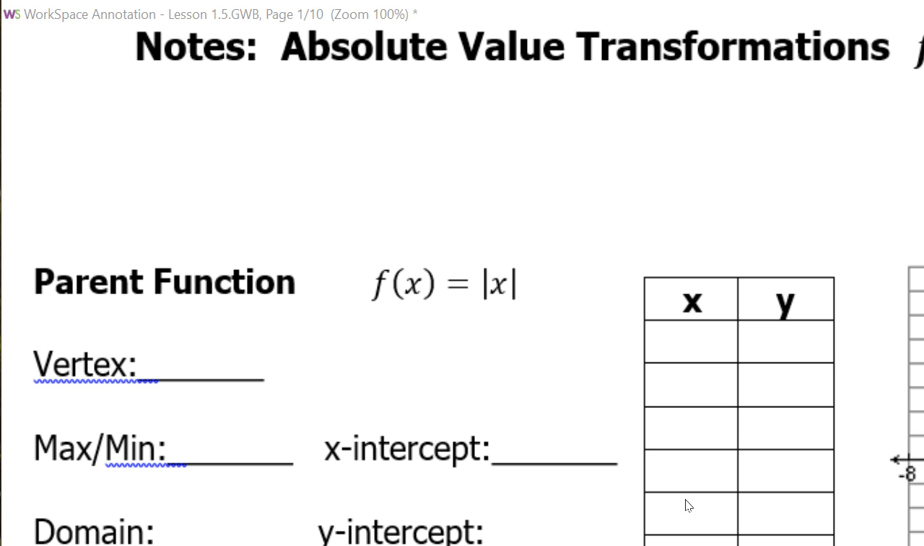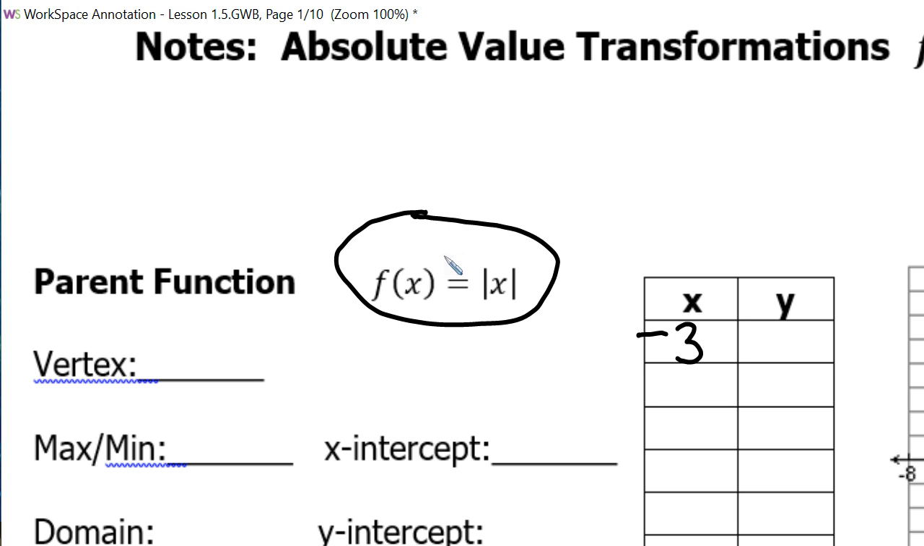So, the parent function, here's the equation. F of x equals the absolute value of x. So remember those vertical bars being absolute value, which is the distance from 0. So the first thing we're going to do is fill out the table. So for the x values, I want you to fill in -3, -2, -1, 0, 1, 2, and 3. So those are the x values we'll be using, -3 to +3.